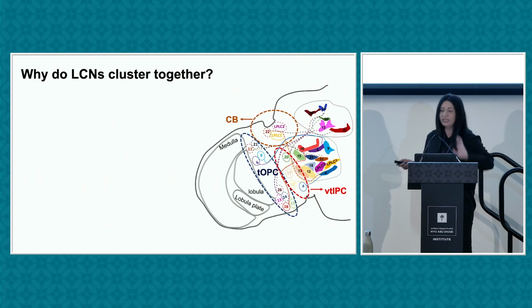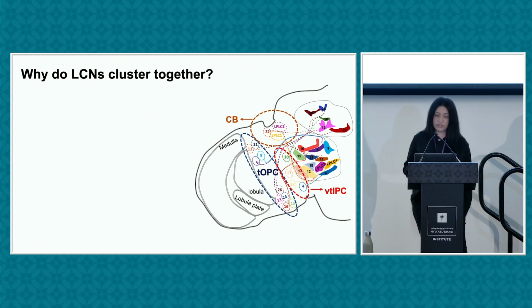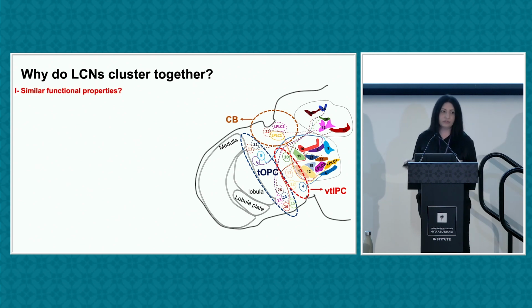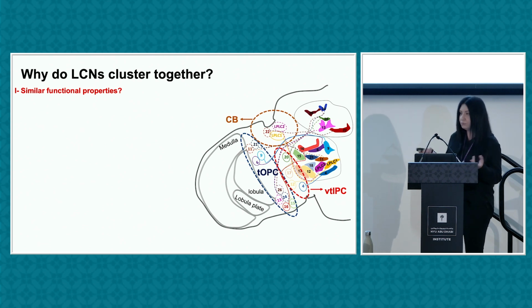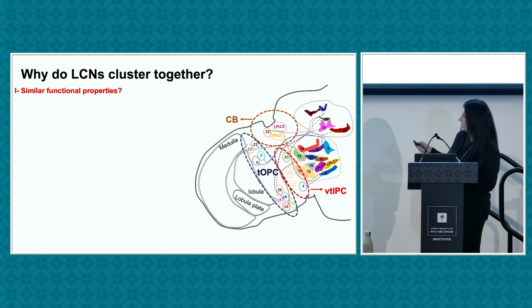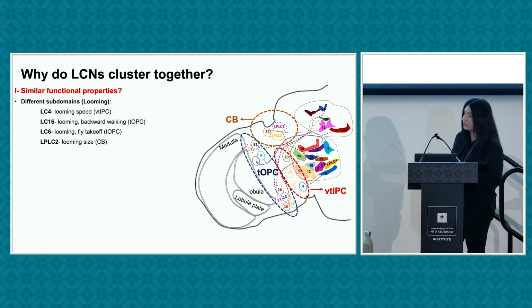So why do LCNs cluster together? Why do these LCNs have the same origin but not these ones? We looked at this data in much more detail, and we wanted to see whether it has something to do with similar functional properties. As I mentioned before, these neurons basically control visually guided behaviors, so do LCs that cluster together have similar functional characteristics? Actually, it's not the case.